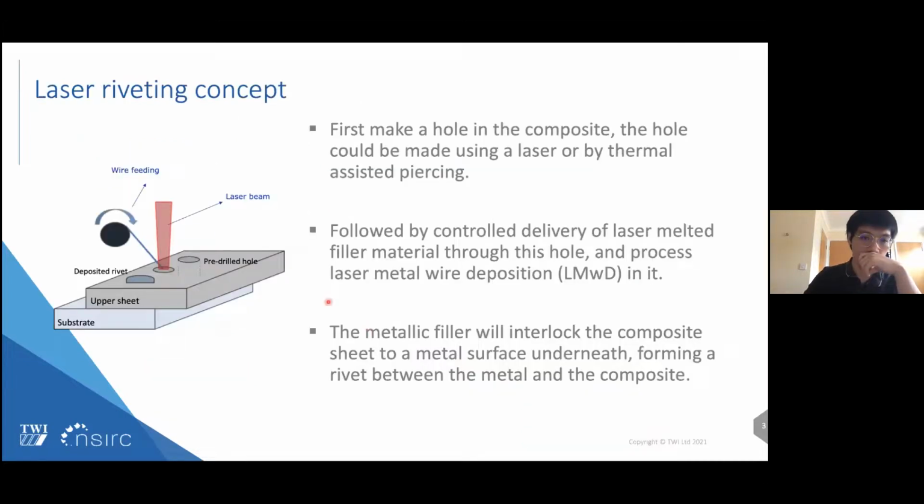This picture shows the concept of laser riveting. In this order, at first we drill holes in the upper sheet and put it on the joining area, then feed the wire into the hole and release the beam on it to melt it. After it solidifies, it will form a rivet cap to interlock these two sheets.